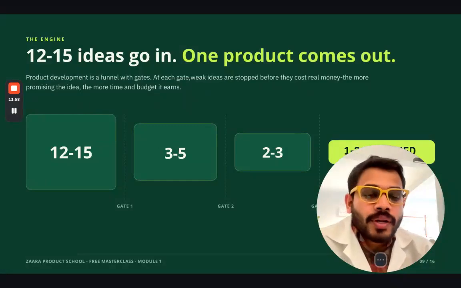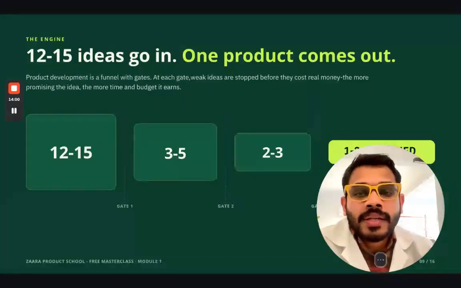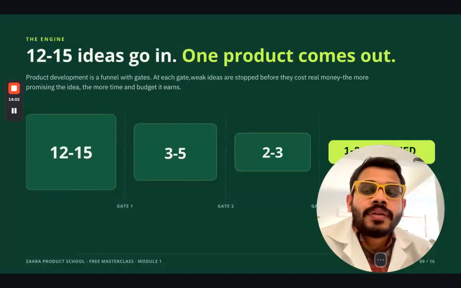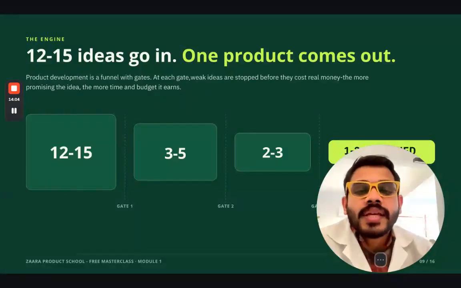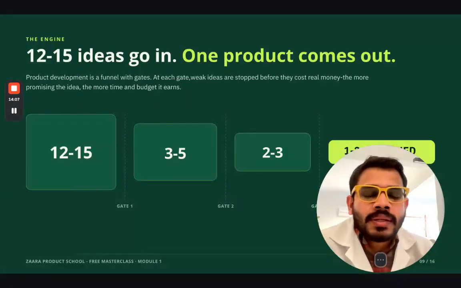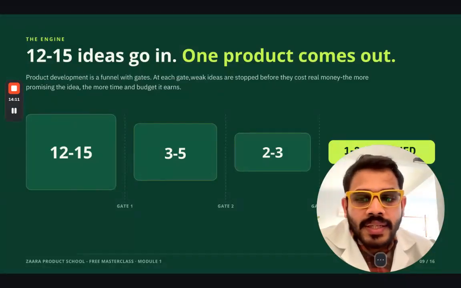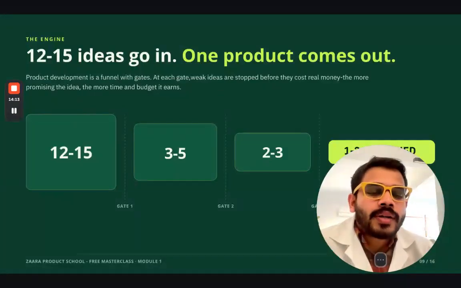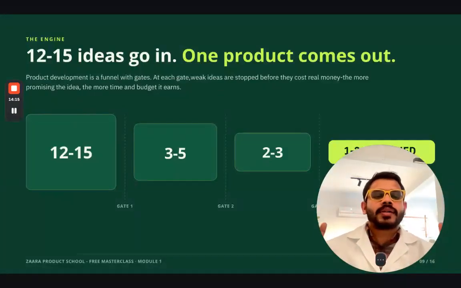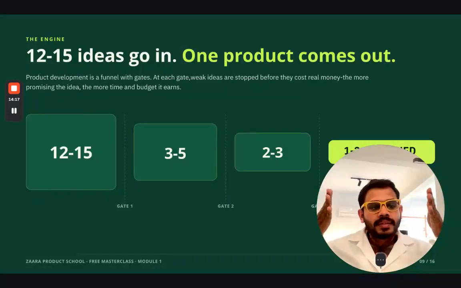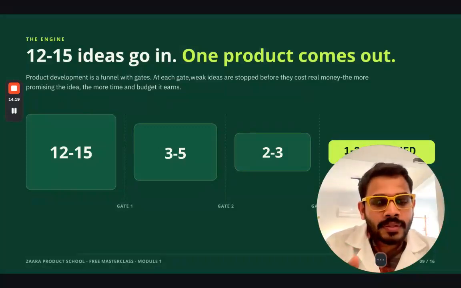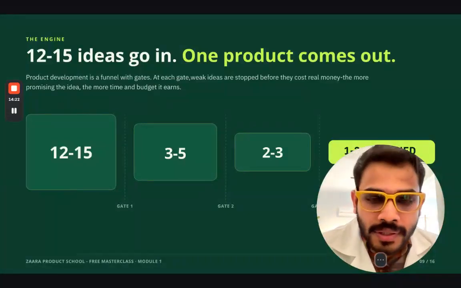So how does product development happen? If you're considering 12 to 15 ideas, this is the famous stage and gate system. We will discuss these things later. This is the famous theory of the stage and gate system. That means companies initially start with 12 to 15 ideas, then narrow down, and by the end of this R&D process, they launch 1 to 2 products.